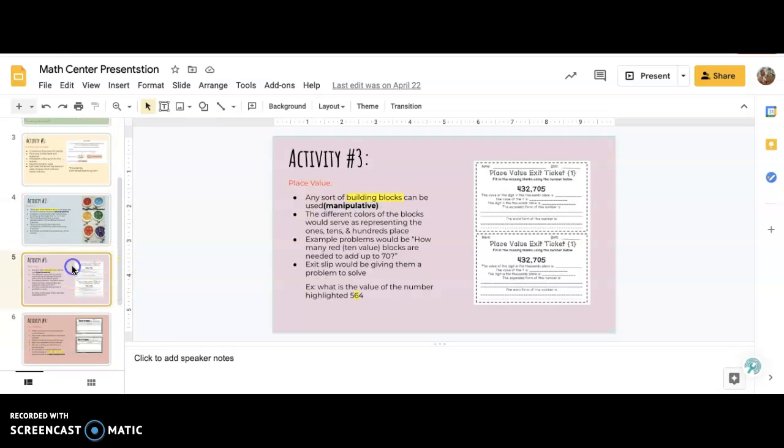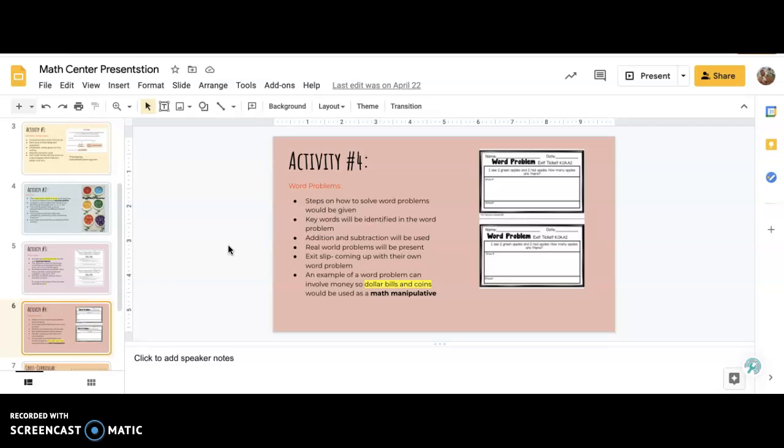This activity also helps with comparing, combining, and computing fractions, and the exit slip would be the completion of the activity. For activity 3, place value, any sort of building blocks can be used, and the different colors of the blocks would serve as representing the ones, tens, hundreds, and thousands place. Example problems would be how many red 10 value blocks are needed to add up to 70. The exit slip would be giving them a problem to solve. An example problem can be, what is the value of the number highlighted?